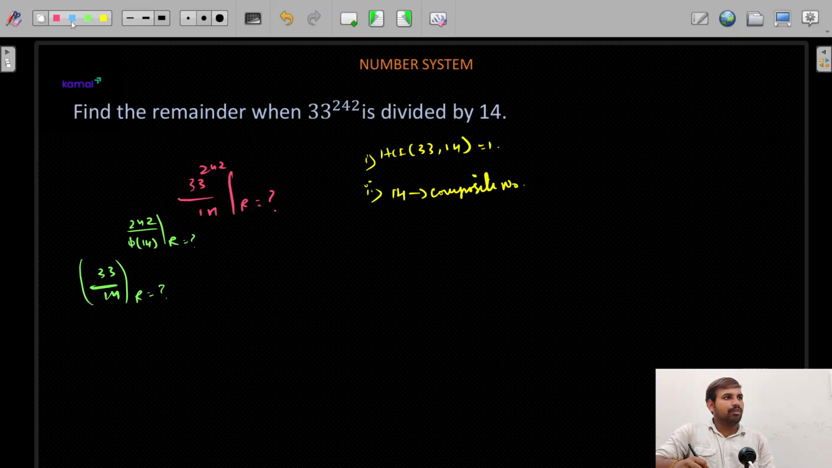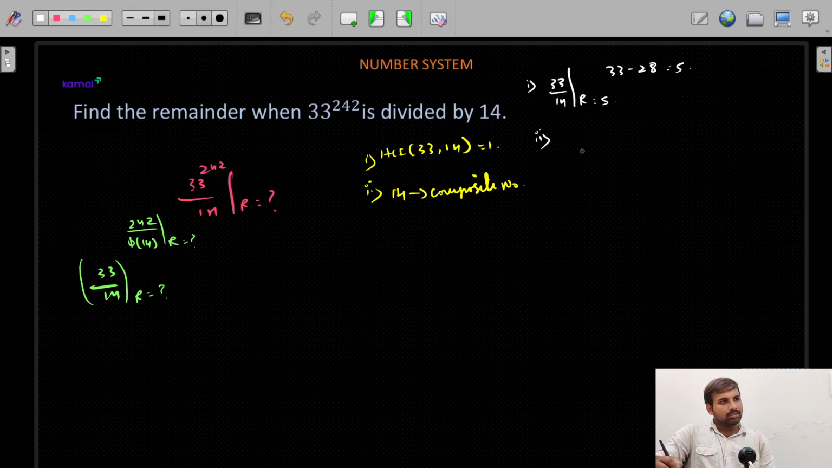First, I will find 33 by 14 to find my remainder. The highest multiple of 14 which is less than 33 is 28. So my remainder is 33 minus 28, the difference is 5, which means my remainder is 5. This is the first thing.